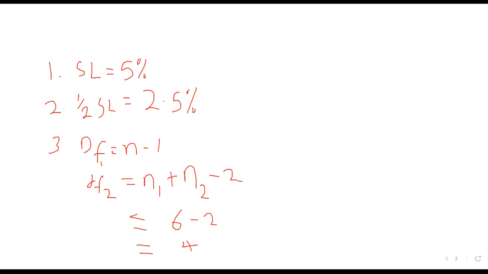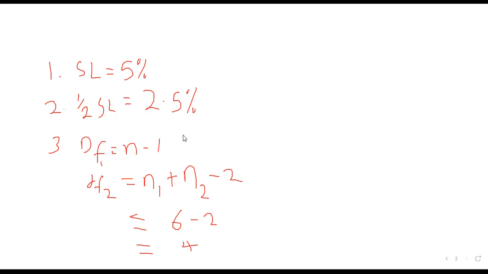Why aren't we saying 6 plus 6 minus 2? Or we're just considering them as one is x, the other one is y. Yes, because our n in this case is the average of them. Our n in this case is 6. Okay.